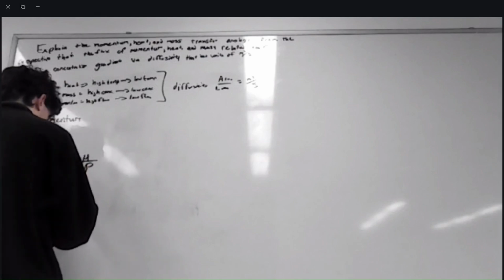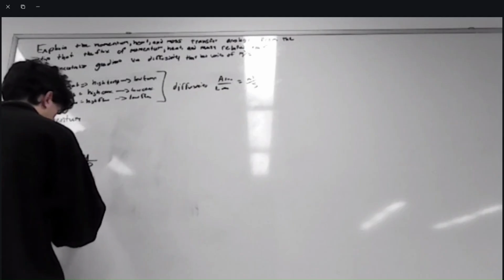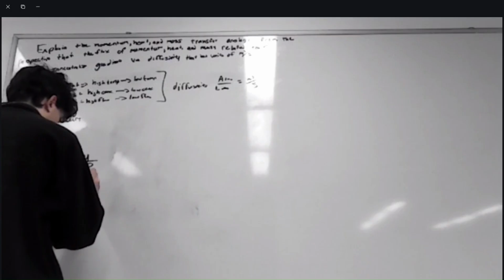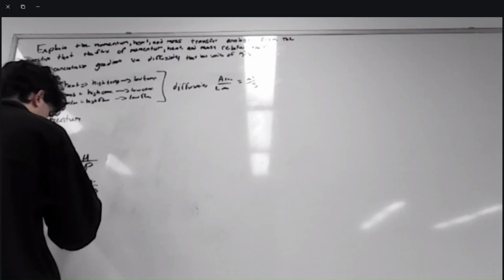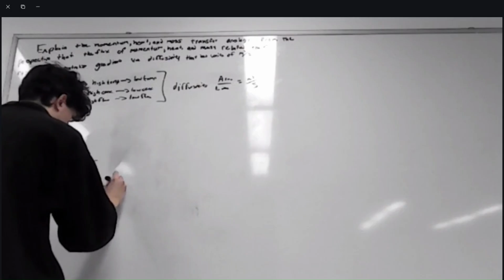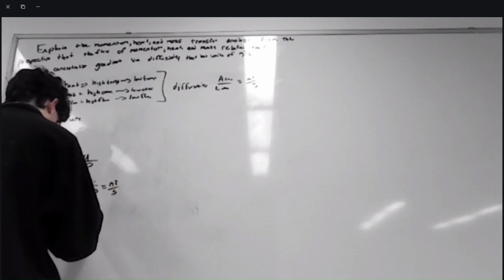So in this, our units, since the density is on the bottom, meters cubed over kilograms, and then on the top, we have kilograms over meter seconds. So these kilograms will cancel out, this meter will cancel out, giving us meters squared per second, or our kinematic viscosity.